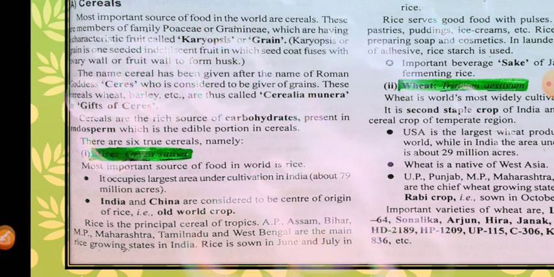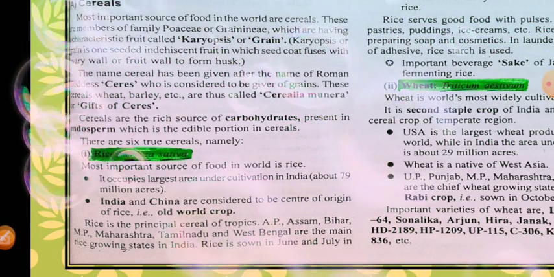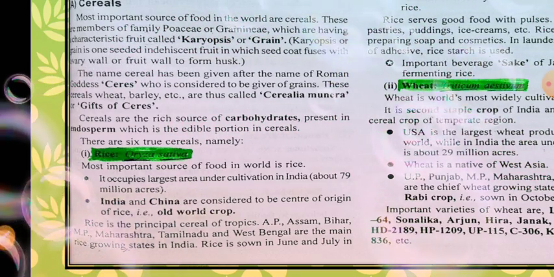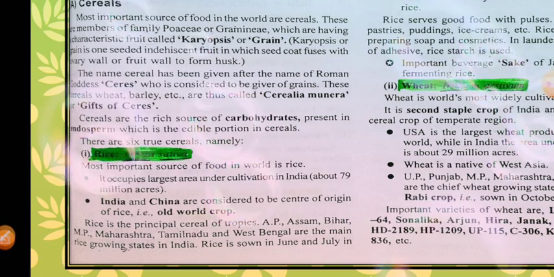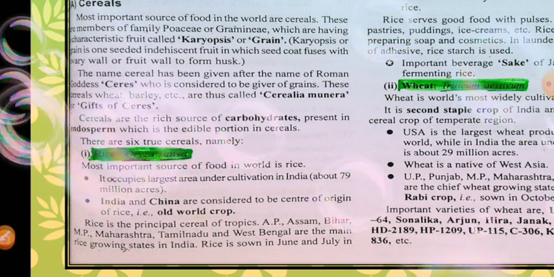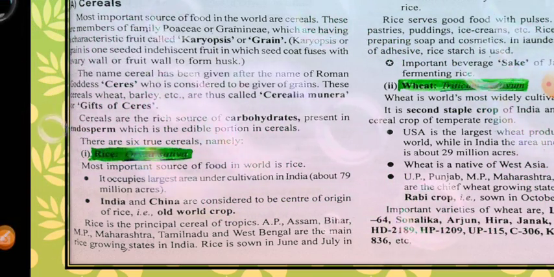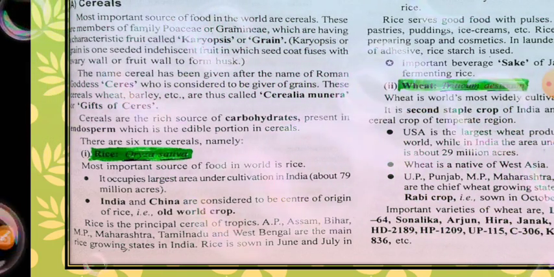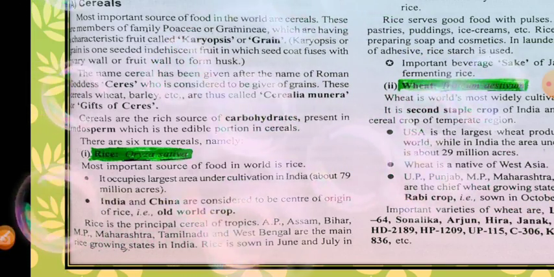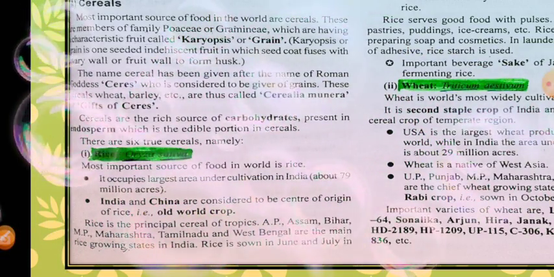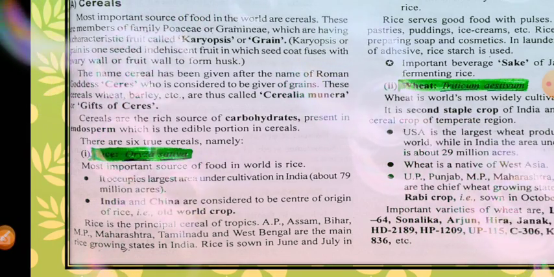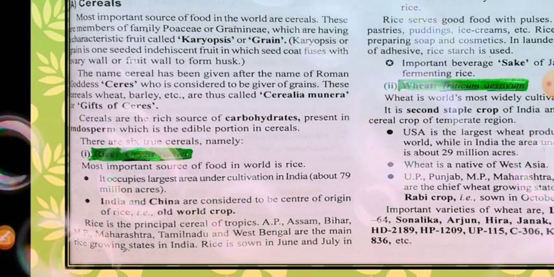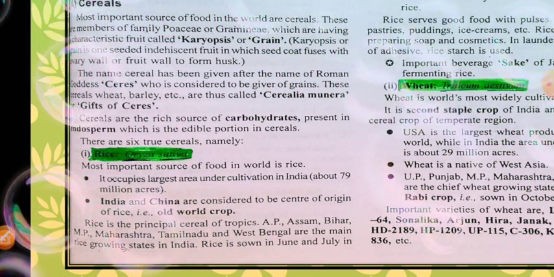We already know that rice is the major staple food in India, and it occupies the largest area under cultivation in India, about 79 million acres. India and China are considered to be the center of origin of rice. So it is mainly cultivated in India and China, which are the center of origin of rice, and this is the Old World crop, because from India and China it is majorly cultivated all over.